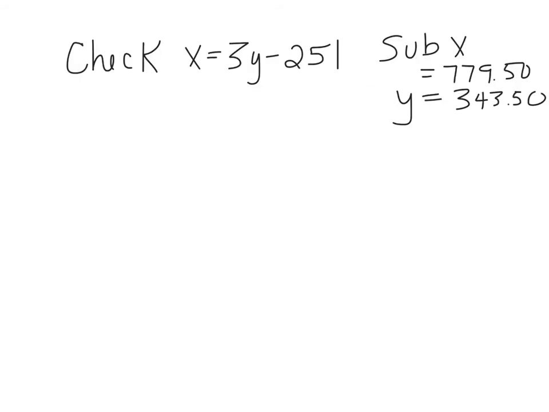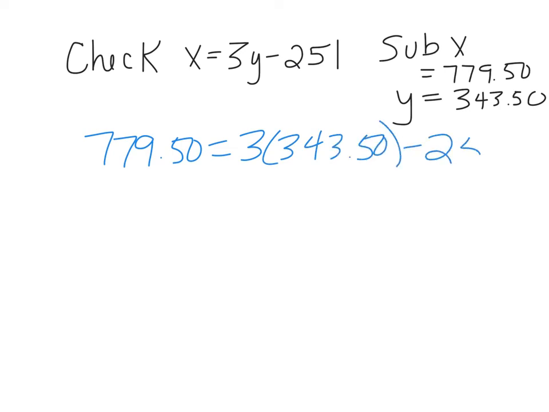Remember, before we answer our question, we want to make sure that we are in fact correct. So we want to substitute both values that we found for x and y. And remember, x denotes Fred's sales and y denotes Barney's sales. And we are looking to find how much Fred sold last week, but it's important to find the value of both variables and check them. So we have for x, we found 779.50 is equal to 3 times 343.50 minus 251.